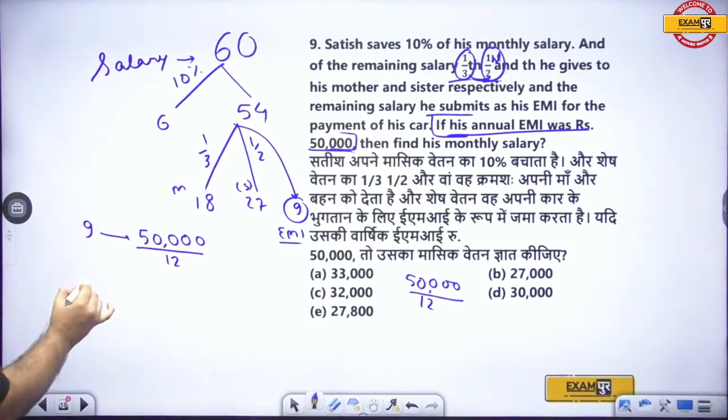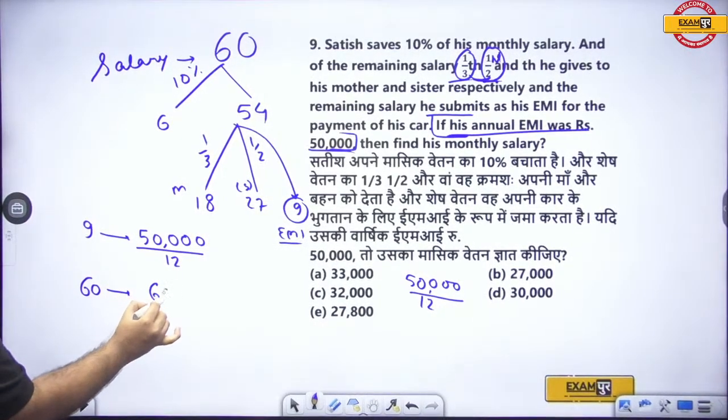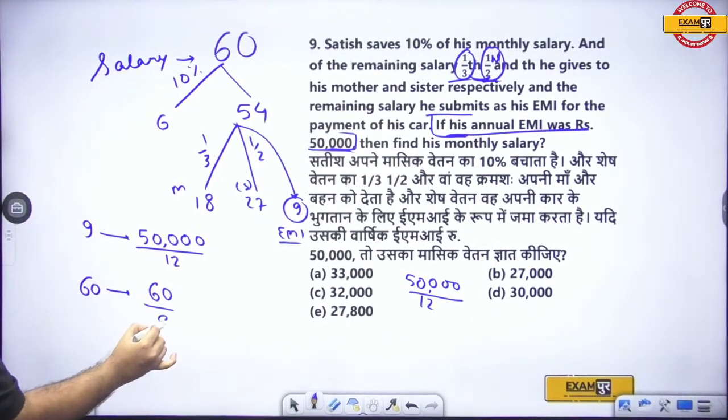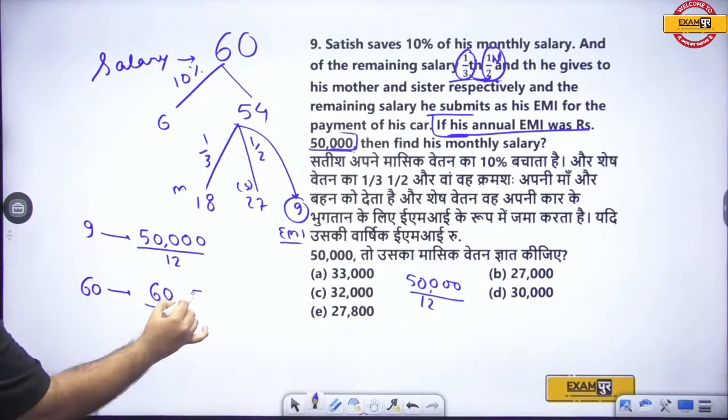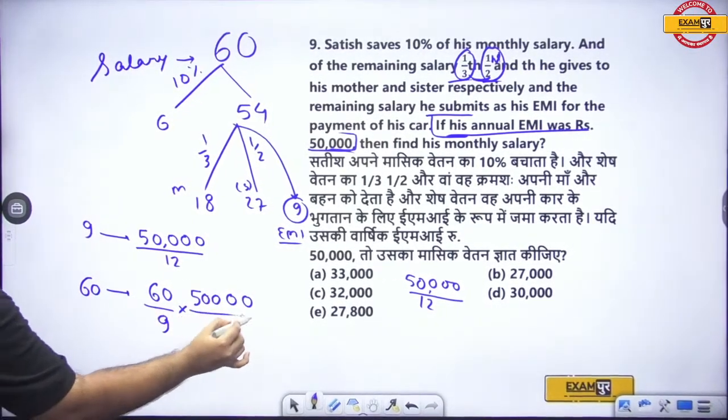Monthly salary is 60. What is the value of 60? So the value of 60 is going to be 60 over 9 into 50,000 divided by 12.